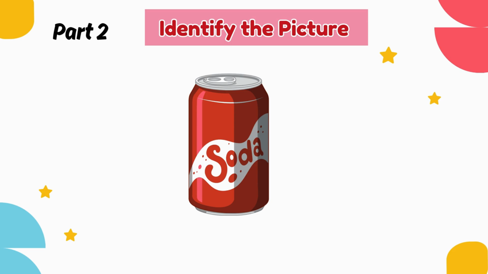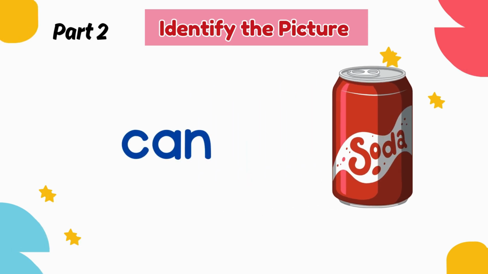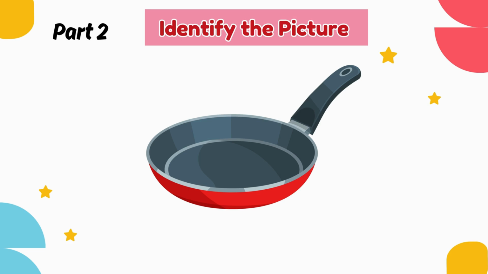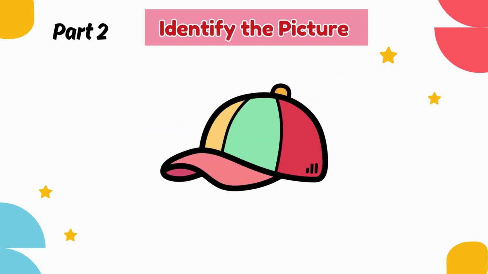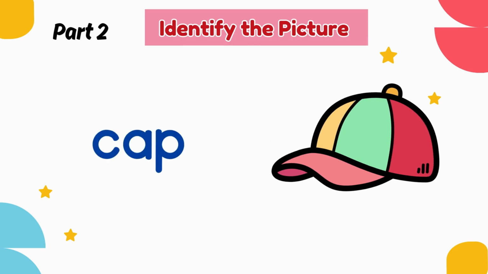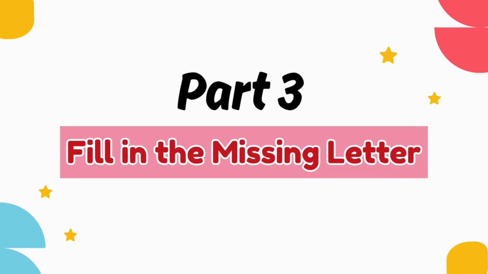What is this? You are right. It's a can. What's this? Yeah, you're right. This is a pan. Now the last one. What can you see in the picture? It's a cap. Now it's time for part 3.